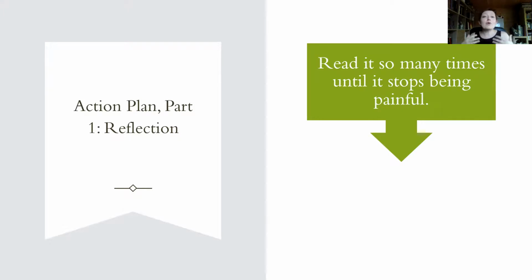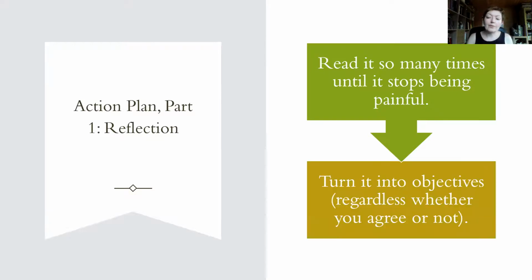Emotions are great as an artist, we know it, but in that moment of reviewing your work and getting the best of the peer review, those emotions are not your friend. So read it so many times until you stop feeling what you're feeling. And once you stop feeling what you're feeling, turn those comments into objectives, regardless of whether you agree with them or not, for now. So what do I mean? Those of you that come from theater or especially acting backgrounds will think immediately of Konstantin Stanislavski and the objectives.